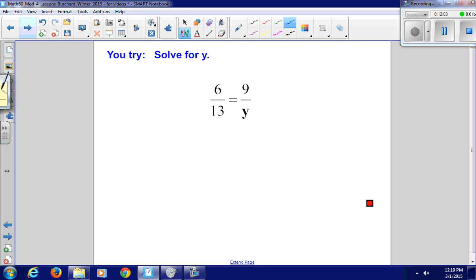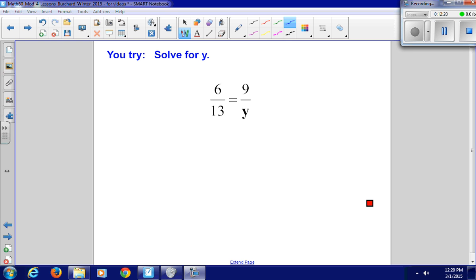I want you to try one of these before we move on, so I want to make sure you know how to do this. Pause the video here, try this, and see if you can get a solution for it. Solve for y. Let's do this one together.